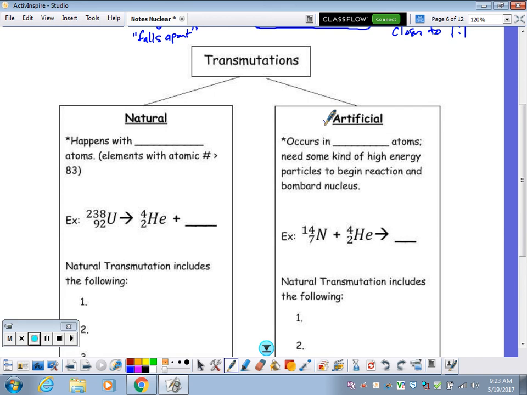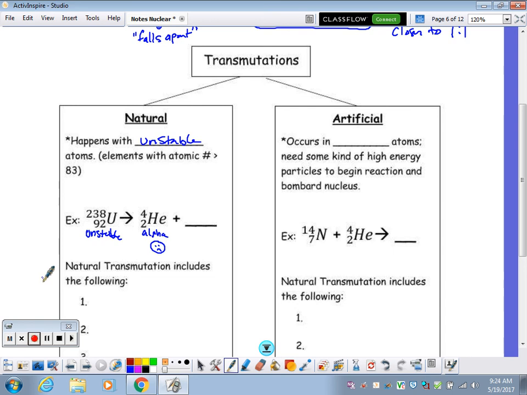So natural transmutation happens with unstable atoms, okay? Always with elements with an atomic number greater than 83. So one example would be uranium-238. Its atomic number is larger than 83, so it is definitely unstable. It is radioactive, okay? And when its nucleus falls apart, one of the things that leaves or separates from the nucleus is the alpha particle. That's the scary stuff. That's the radiation that people are scared of.